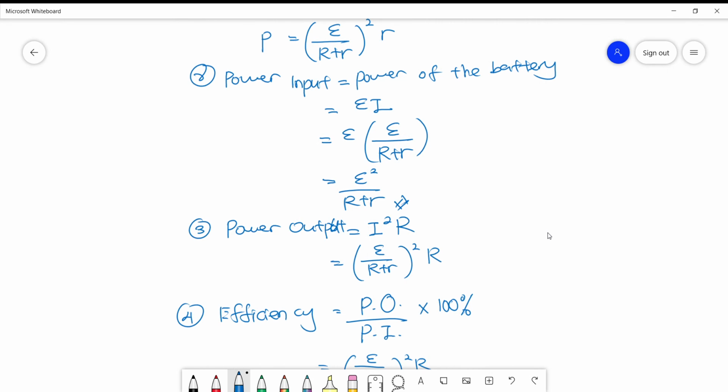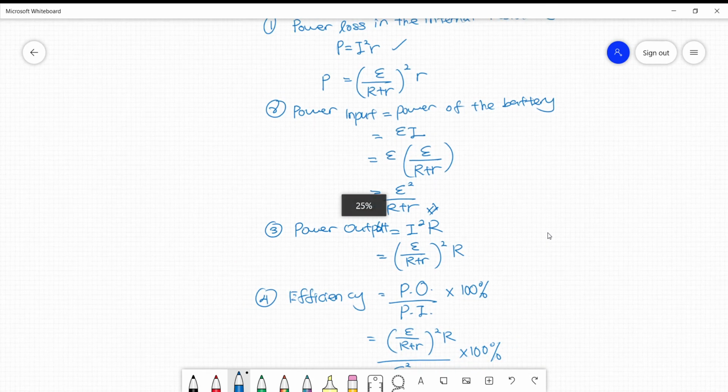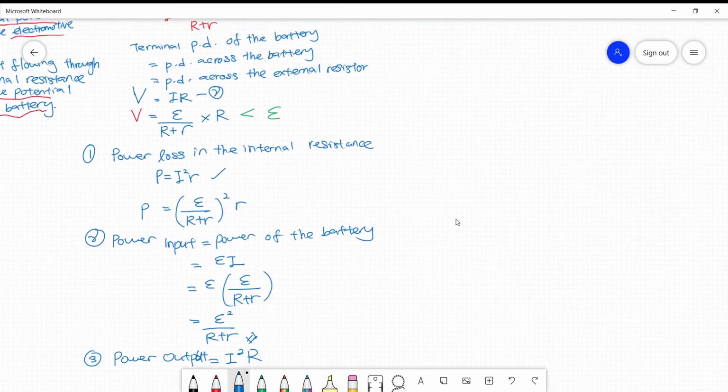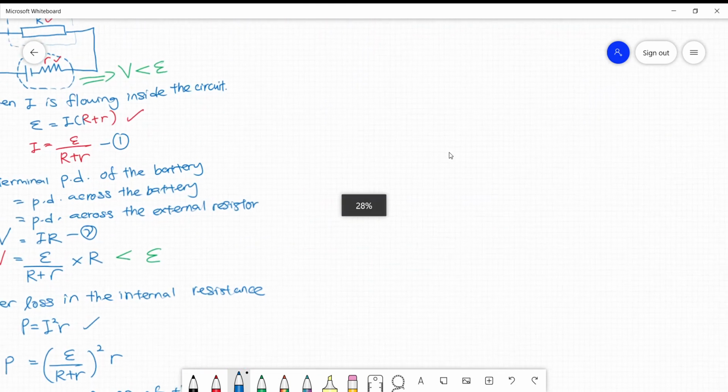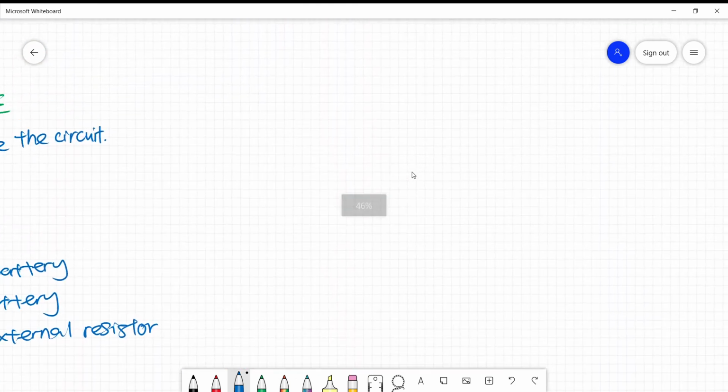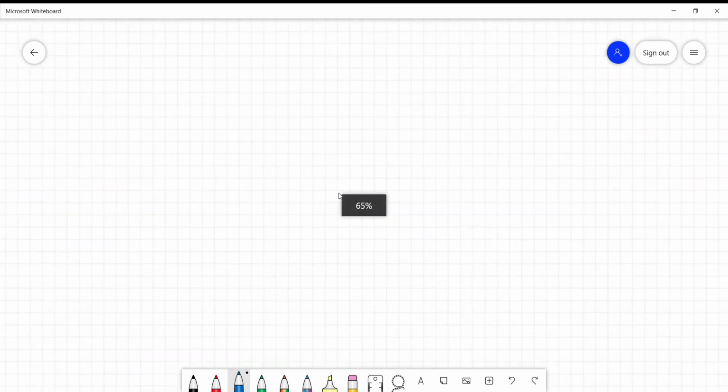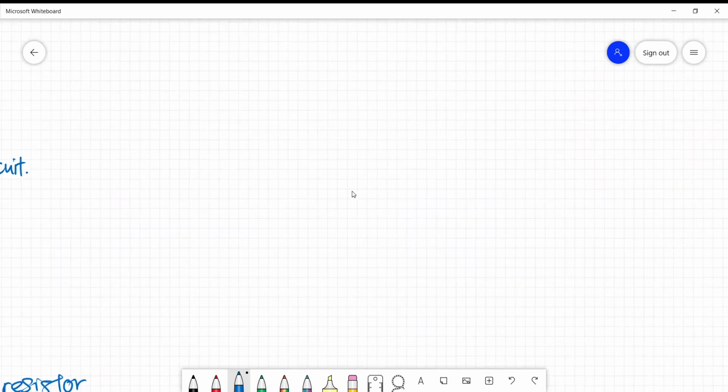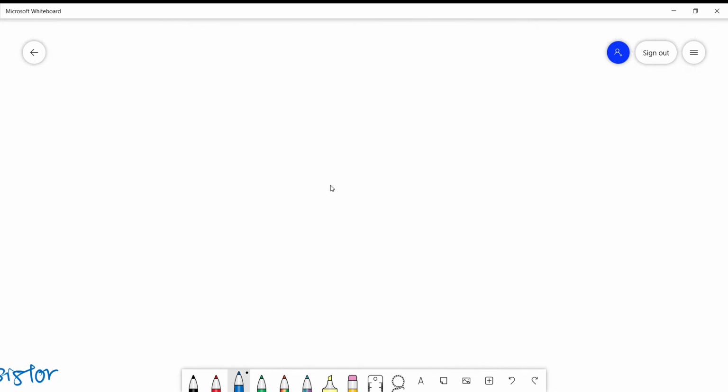Alright, so I think we have done the first subtopic for this chapter. So let's move on to some examples. Not exercises actually, this is the example that I will show you. For the first example, let's say I have a circuit, and this is 12 ohm.